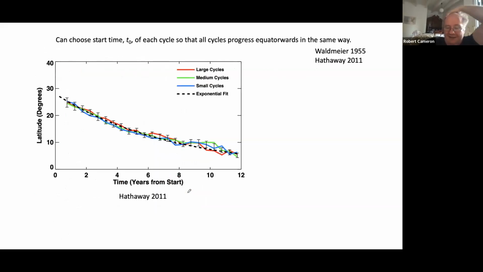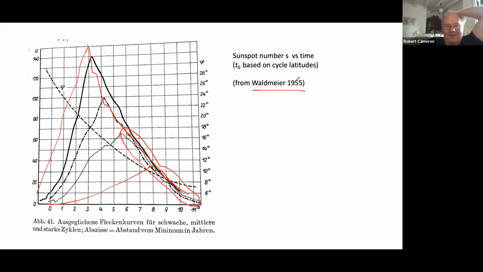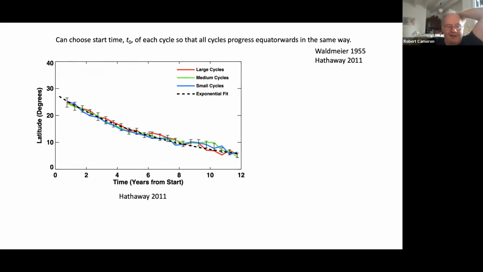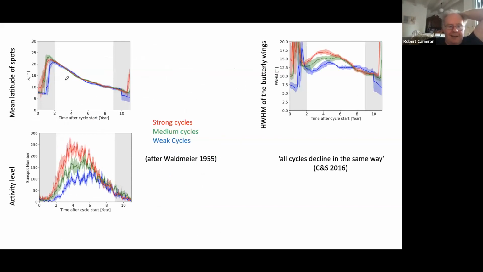You could ask if this is just a sketch which Waldmeier made, whether it survives the modern data. The propagation towards the equator is the same for all cycles. This certainly survives. This is Hathaway, 2011. Here's a new version of the Waldmeier effect, done from all the cycles we have up to now, cycles 11 to 24. And you can see strong cycles, weak cycles, all propagate towards the equator in the same way. They have different amplitudes in the initial phases, but all the same behavior in the decline phase.